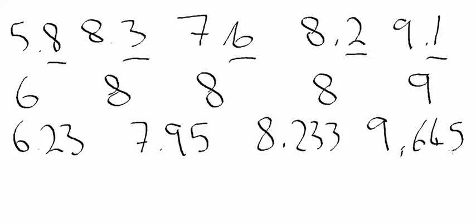Let's first of all round 6.23 to 1 decimal place. So I'm rounding to 1 decimal place this time, not to 0 decimal places. So I don't look at the first decimal place, I look at the next decimal place down, the second decimal place. But I then follow the same procedure. Is it 5 or above? No. So we chop off from that point onwards, and I'm left with 6.2.